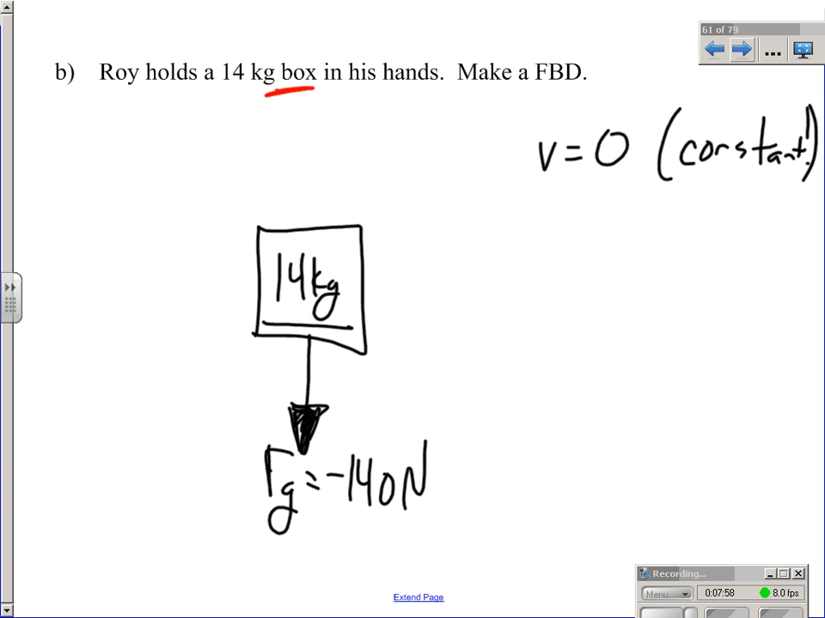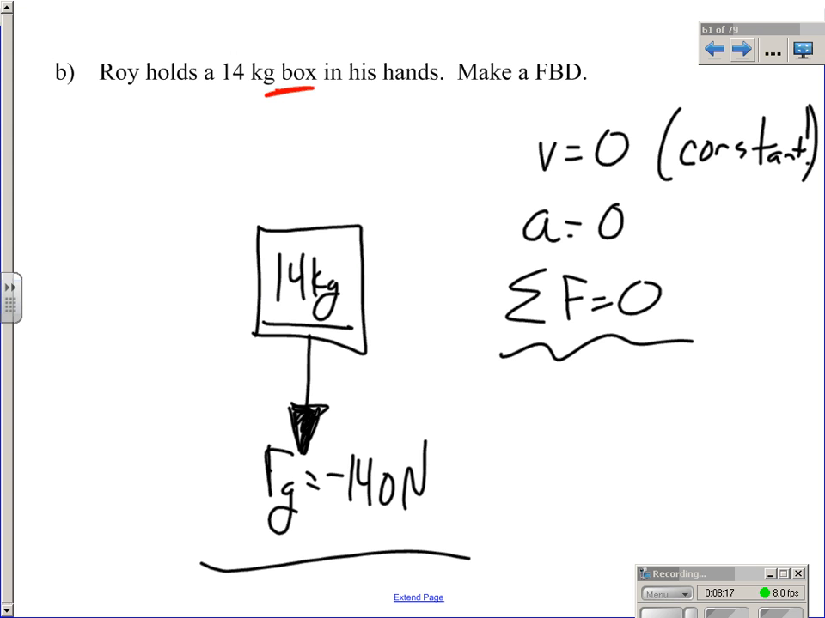And it's important that the velocity is constant because that tells us that our acceleration is 0 and our net force is 0, right? So now that we know our acceleration and our net force, we go back to our drawing. This drawing can't be right. We know our net force has to be 0, but the drawing indicates that the net force is negative 140.